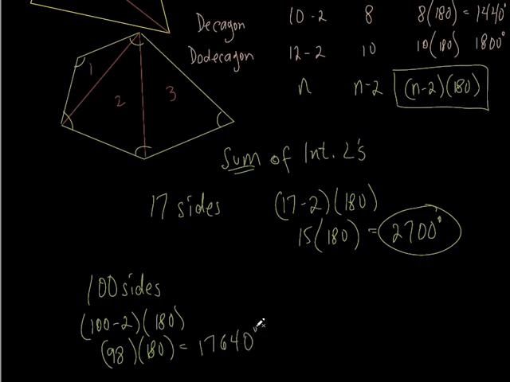40? Okay, look at that. So that means if you had a polygon with 100 sides and I wanted to know what all the angles added up to be, it would be this number right here, 17,640 degrees. That's how many degrees would be in a polygon with 100 sides. You okay with that? All right.